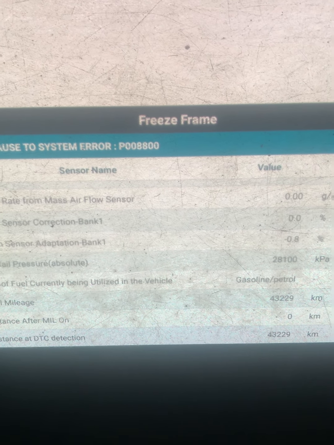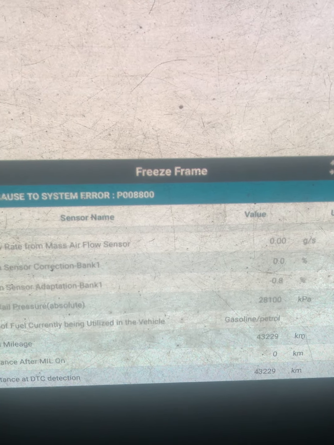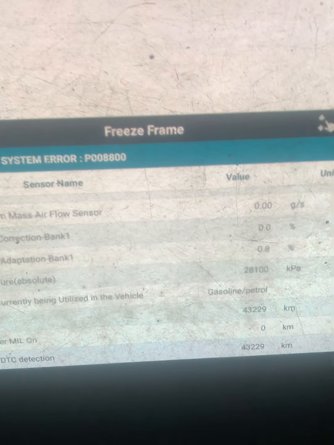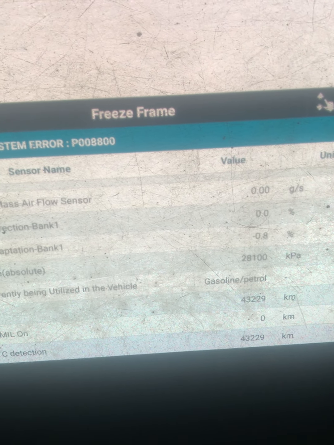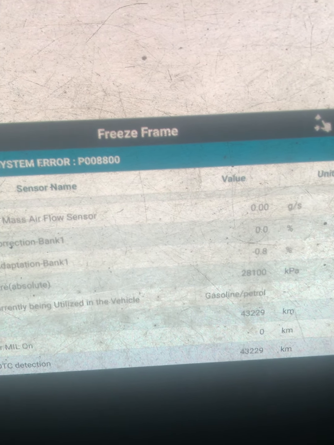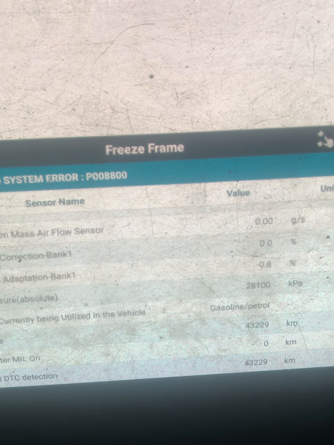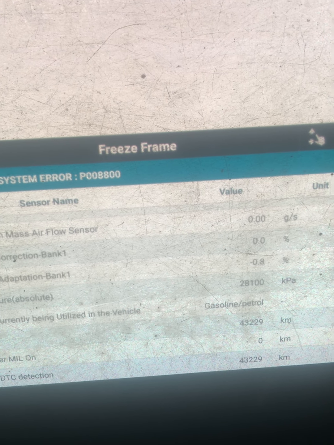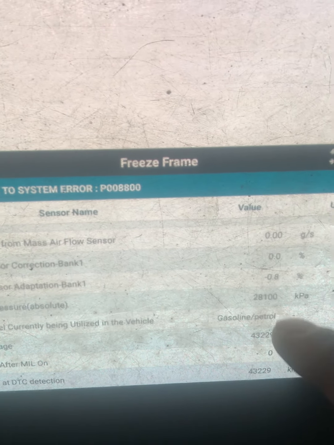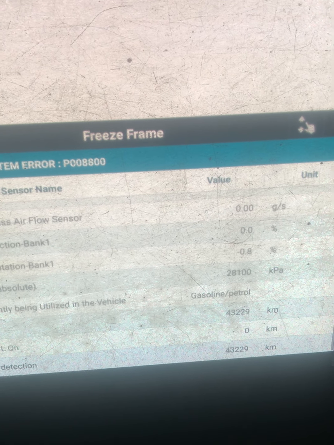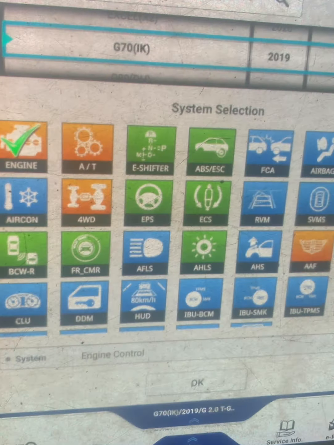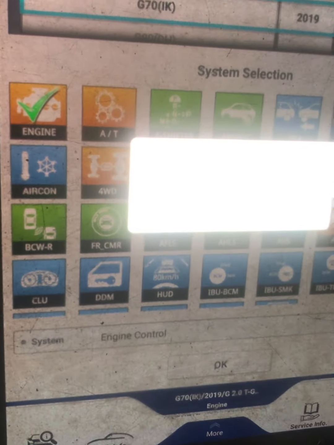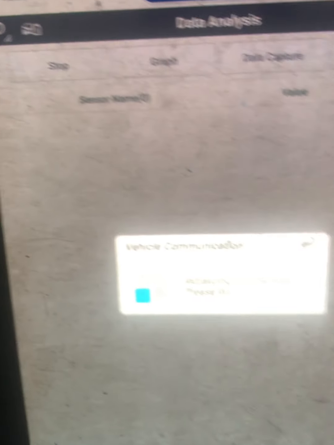What's that in PSI? Usually on a GDI engine, they run around 500 to 800 on the sensor itself, on the rail, during just idle. And when you drive or increase RPM, that's when it will go up to 1000 something. Let me check this 28,100 kPa. What's the conversion on that? What else can we do? We can go to data and check our data PIDs for the rail sensor, to see if it's reading correctly.